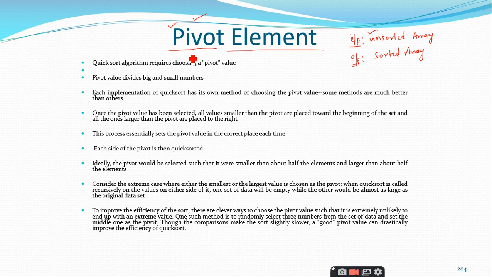The selection of the pivot element plays a very important role in improving the efficiency of the quicksort. So, the entire efficiency of the quicksort depends upon the selection of the pivot element. I will tell you what the pivot element is and what the purpose of this pivot element is, all these things I will discuss. But once you select a good pivot element, you will have an efficient quicksort algorithm.